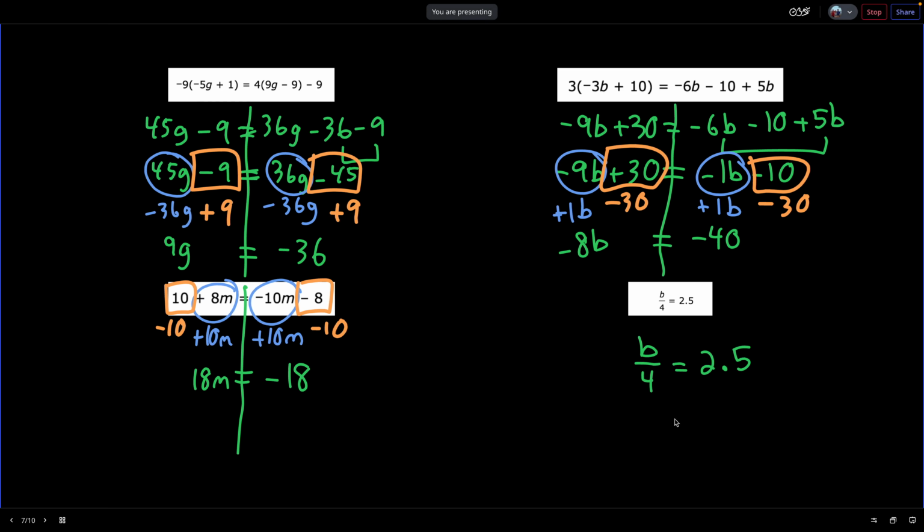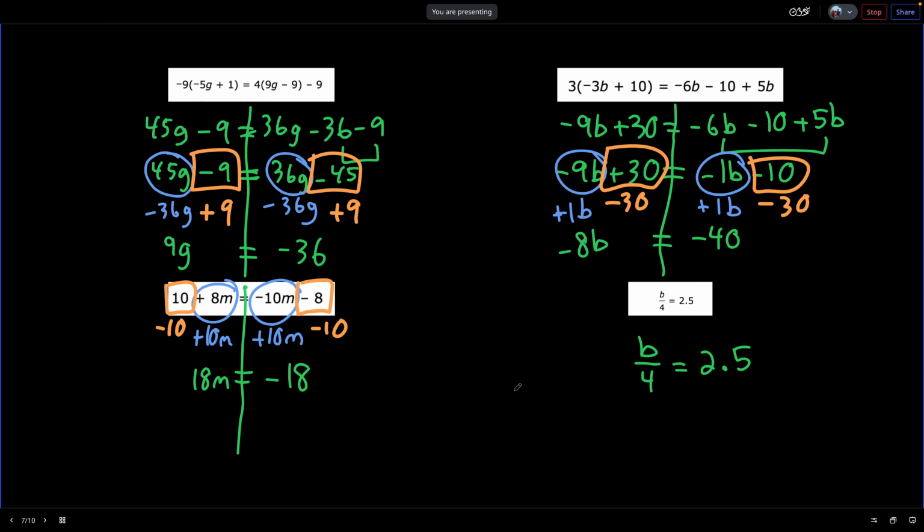And for the last problem, it looks a little weird with the division, the fraction bar that we haven't talked a lot about, but all we wanted to do was get the variable on one side and the regular numbers on the right side, which we did. We don't know how to move this 4 yet, but we will talk about that in just a second.